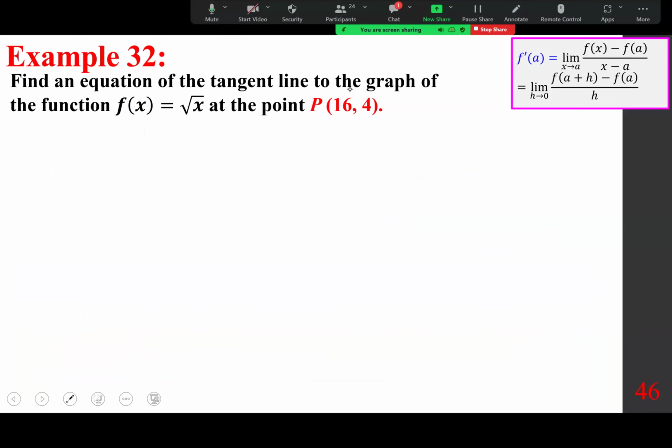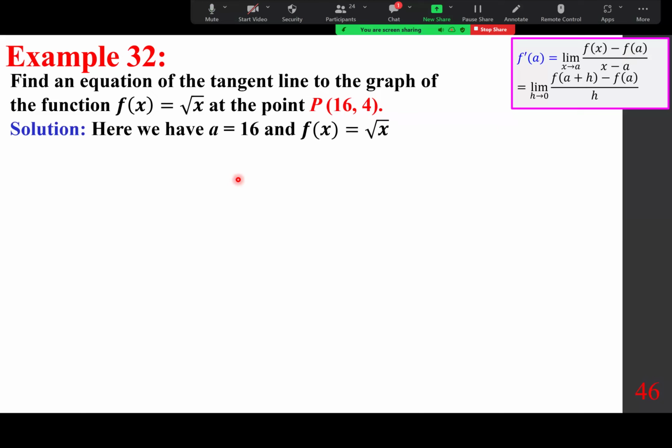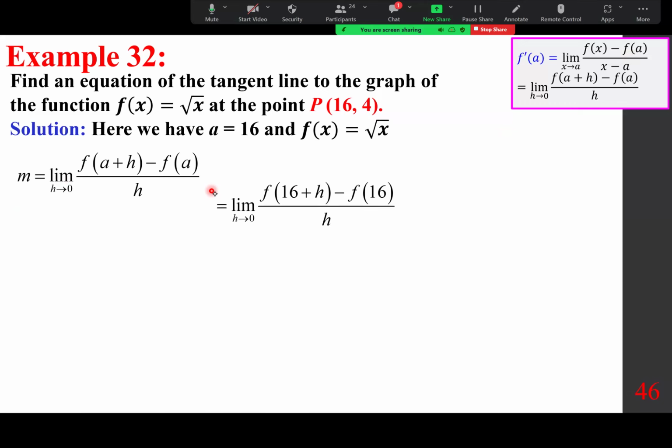Find the equation of a tangent line to the graph of f of x equals square root of x at the point P with coordinates 16, 4. By the way, they may give you the x coordinate only. Please understand, if you plug in 16, you get 4, and you should come up with the pair. So obviously, a is 16, and f of x is square root of x, and we are going to use one of these definitions. And let's go with the more formal definition that is used, and replace the a with 16, everybody.